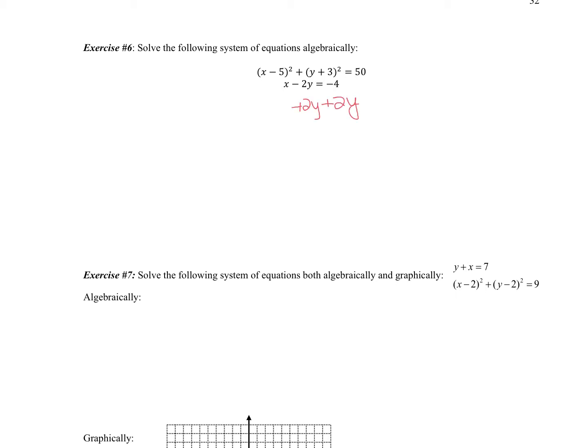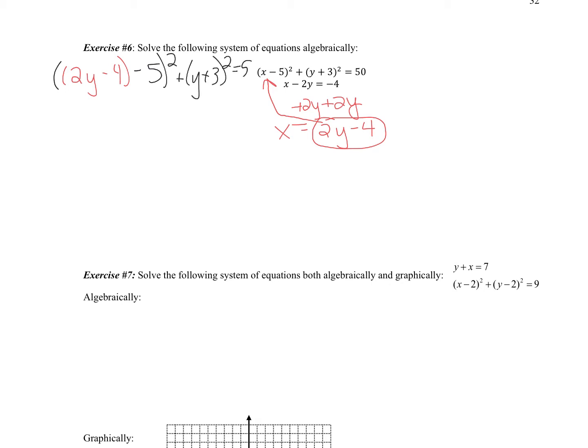And I'm going to write that over, just leave it right here, and then we'll start the actual process on the other side. So x equals, I'm going to write 2y minus 4. I just think that's a little easier to work with when I plug it in. So I'm going to take that value of x, communicate with my circle equation, and plug that in for x up here. So what that's going to look like is we have our parentheses. Where are the x's? I'm going to plug in 2y minus 4. And then finishing off, we have minus 5 squared plus y plus 3 squared equals 50.